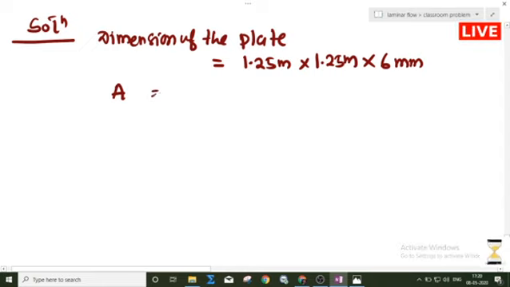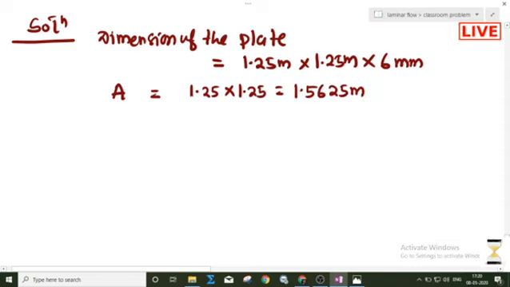Okay, so actually the plate will be like this. I will draw the figure, don't worry. So the area of the plate will be 1.25 into 1.25, that is coming out to be 1.5625 meter square. Okay, 1.5625 meter square.